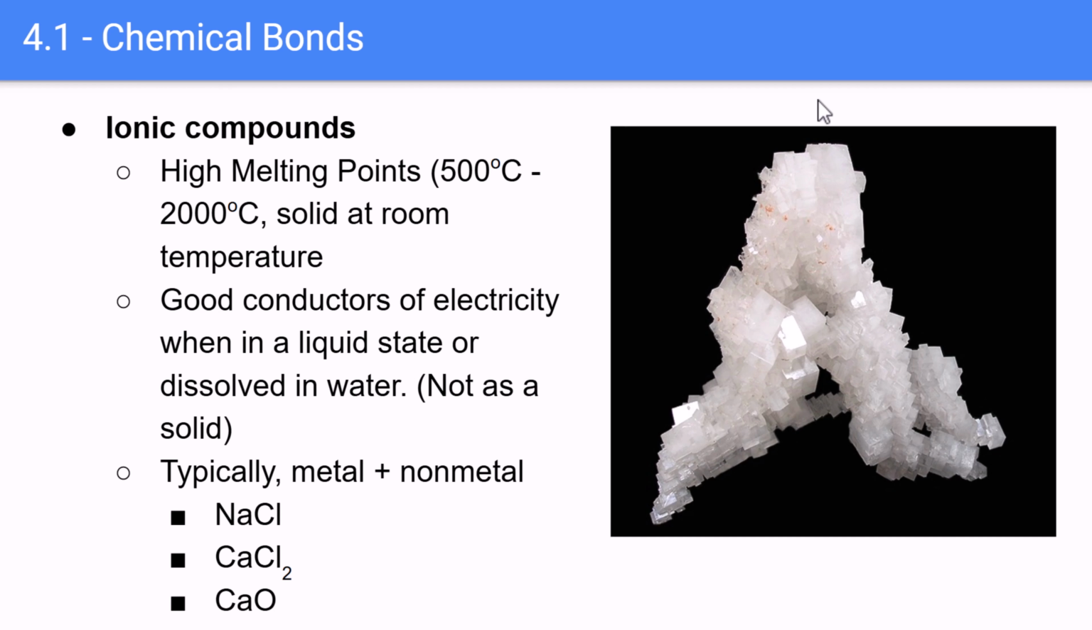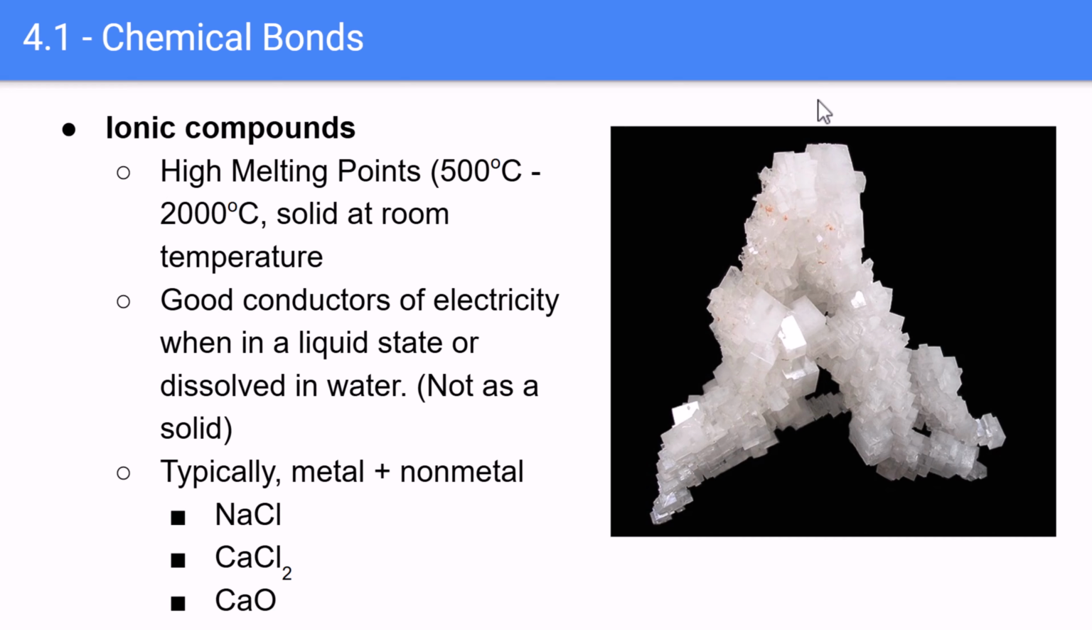And typically you'll find that ionic compounds are metals plus nonmetals. So notice the examples down below. You have Na and Cl. Na, sodium, is a metal and chlorine is a nonmetal. Calcium is a metal, chlorine is a nonmetal. Calcium is a metal, oxygen is a nonmetal.